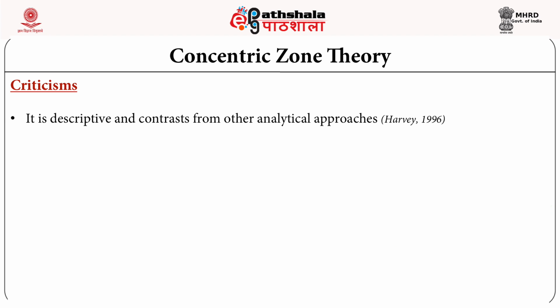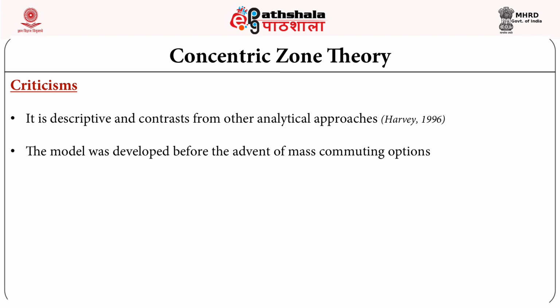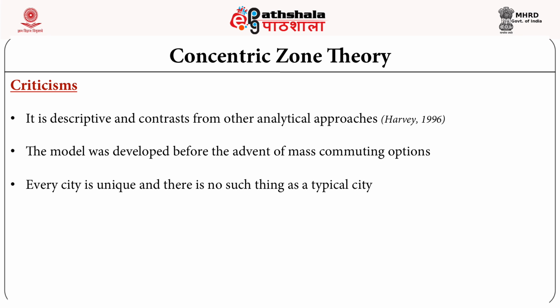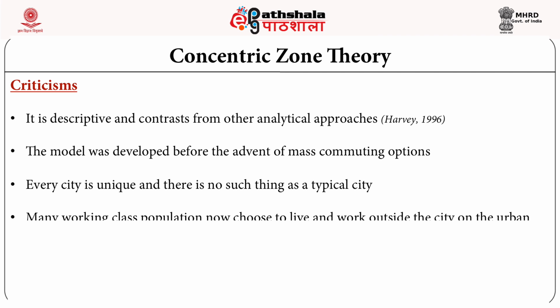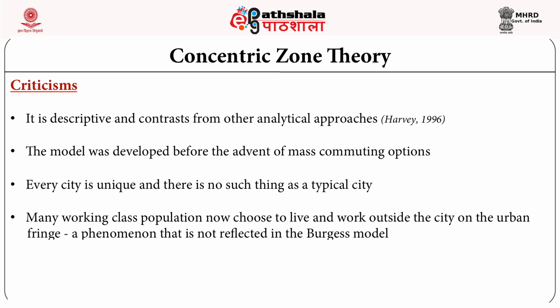Now, the criticisms of this theory were that it was descriptive and contrasted with other analytical approaches, and the model was developed before the advent of mass commuting options, and so it was assumed that the upper class people lived outside every city. This theory was also criticized because every city is unique and there is no such thing as a typical city, and that many working class people now choose to live and work outside the city on the urban fringe, a phenomenon that was not reflected in the Burgess model.